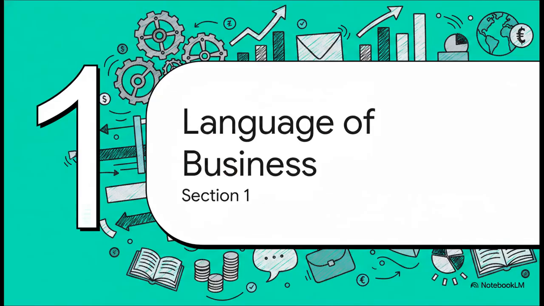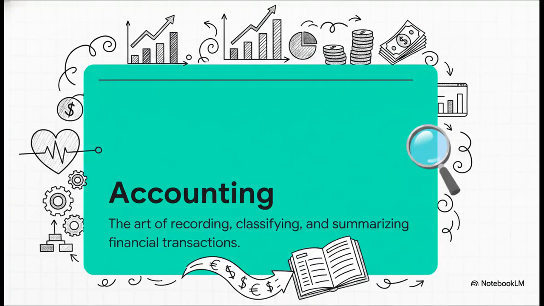Section 1. The language of business. Because to truly understand those corporate empires, you've got to learn the exact financial grammar they speak. So, the classic definition states that accounting is the art of recording, classifying, and summarizing financial transactions in a significant manner and in terms of money. But what does that actually mean for us? Basically, it's not just doing math. It is the definitive, systematic method of tracking a company's financial heartbeat. If a business is alive and breathing, it breathes through these exact recorded transactions.